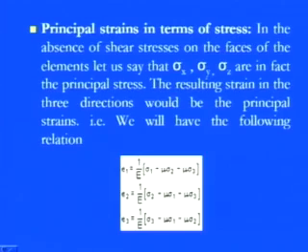Similarly, we can also compute the principal strains in the other two planes. The principal strain in the second plane is epsilon 2 equals 1 by E times sigma 2 minus mu times sigma 1 minus mu times sigma 3. And if you want to measure the deformation in the third principal plane, that is epsilon 3, which equals 1 by E times sigma 3 minus mu times sigma 1 minus mu times sigma 2.